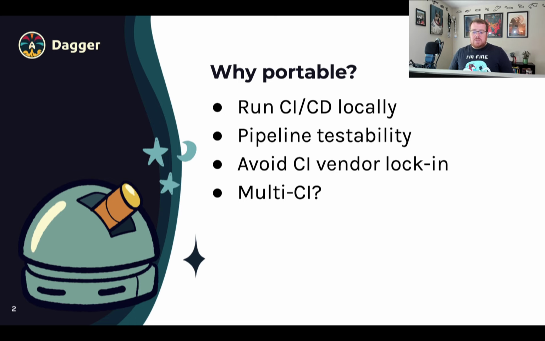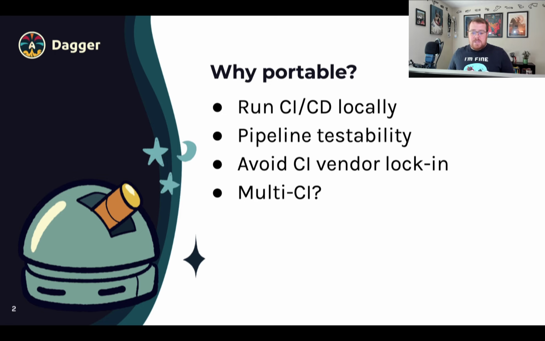Another big reason is to avoid CI vendor lock-in. When your pipeline is portable, where you can run it the same way on GitHub Actions and on CircleCI, then you're no longer locked in to a particular platform. If you want to take advantage of one platform's features, or due to business requirements you're switching from one platform to another, with these pipelines you won't have to rebuild your entire CI/CD environment every time you switch vendors.